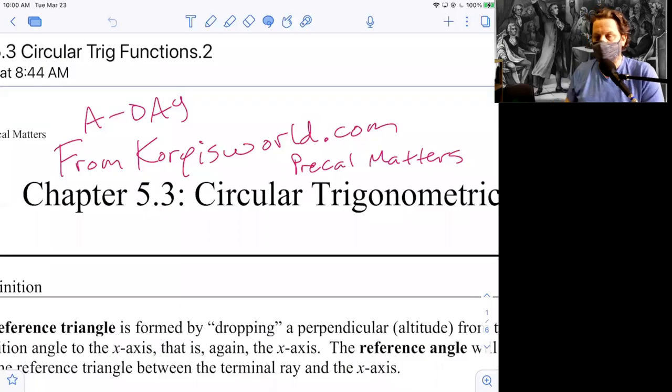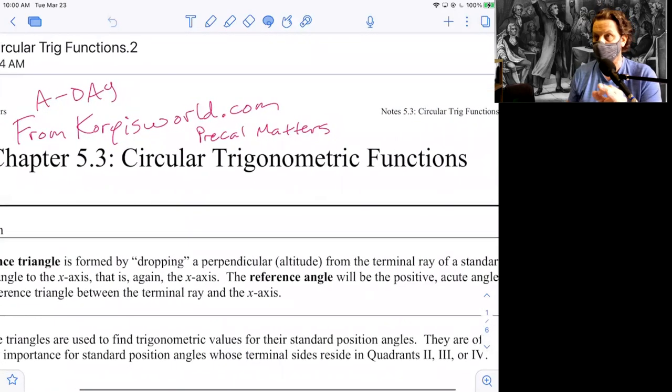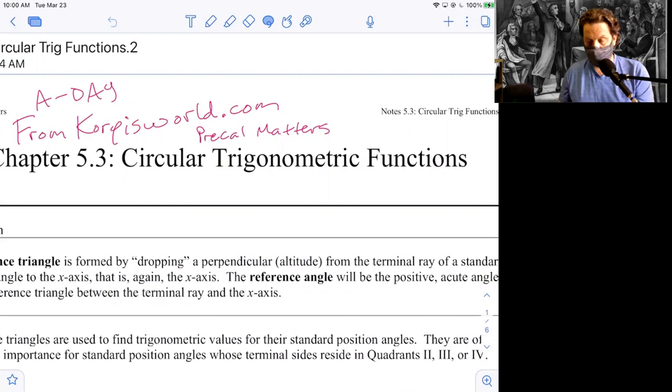All right, so this section 5.3 is circular trigonometric functions. Circular trigonometric functions. So that's a lot to digest, right? But after today, you'll understand what all that means. Okay. So what we're doing is we're picking up where we left off in 5.1 and 5.2.